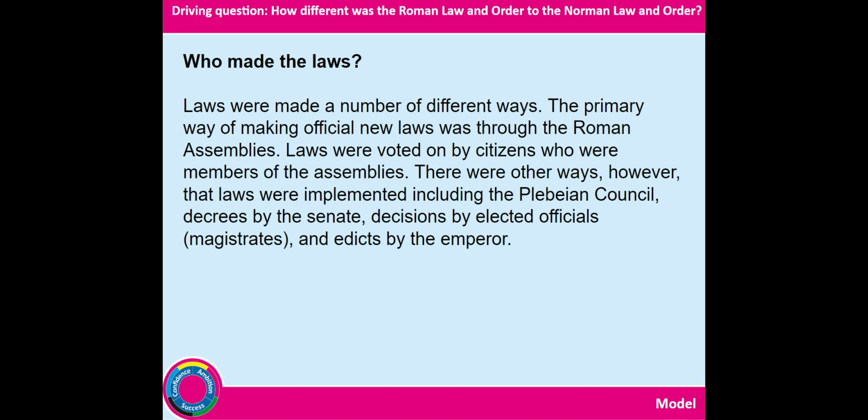Who made these laws? Laws were made a number of different ways. The primary way of making official new laws was through the Roman assemblies. Laws were voted on by citizens who were members of these assemblies. There were other ways, however, that laws were implemented, including the plebeian council, decrees by the Senate, decisions by elected officials called magistrates, and edicts by the emperor. But remember, the main primary way was the Roman assemblies.